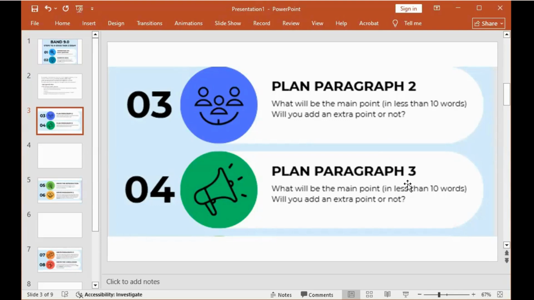Now, usually, if you are doing a cause and effect essay where they will ask you, what are the causes of this problem? It's always good to add an extra point. Don't just mention one cause. It's always good to add an extra cause, maybe 2 or 3 causes of a problem. Same thing with solution. It's always good to make it what? 2 or 3 solutions. But when it comes to opinion essay, you can decide to just present 1 point in paragraph 2, and then in paragraph 3, you present 1 point.